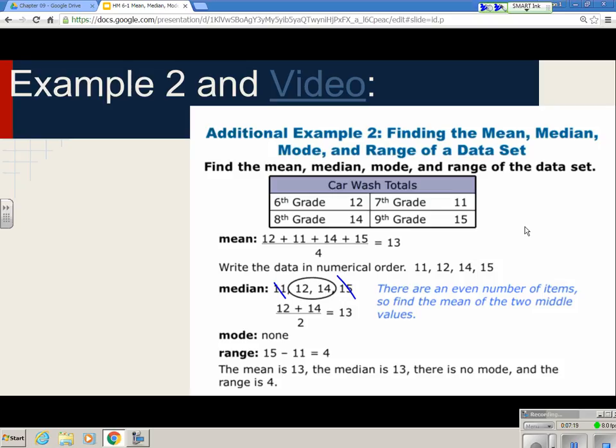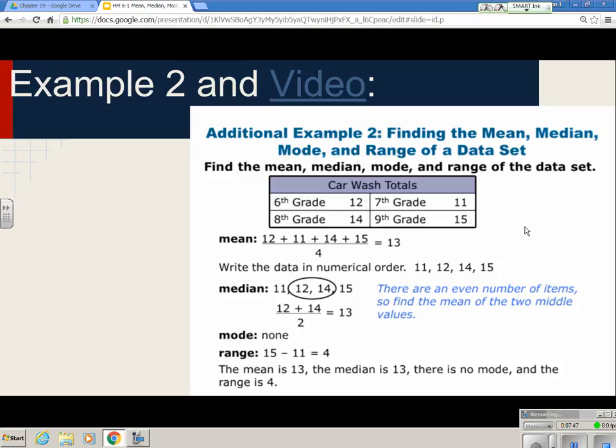But for these, you just have to find the mean or average of these two. So you add them together, which gets you 26. And when you divide 26 by 2, you get 13. So the mean in this scenario and the median in this scenario are both 13. Then you got to figure out which number happens most often. Well, because we have an 11, a 12, a 13, and a 14, none of them have a repeat, so there is no mode.